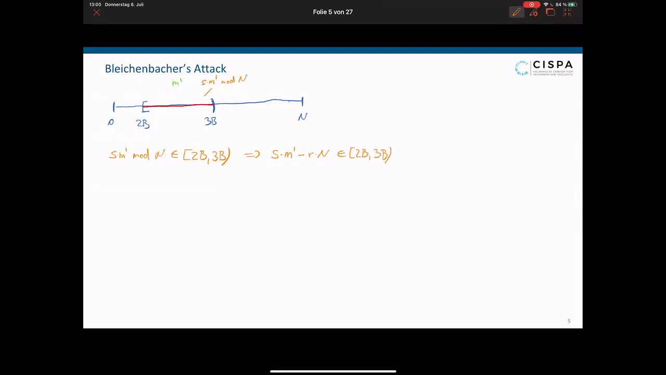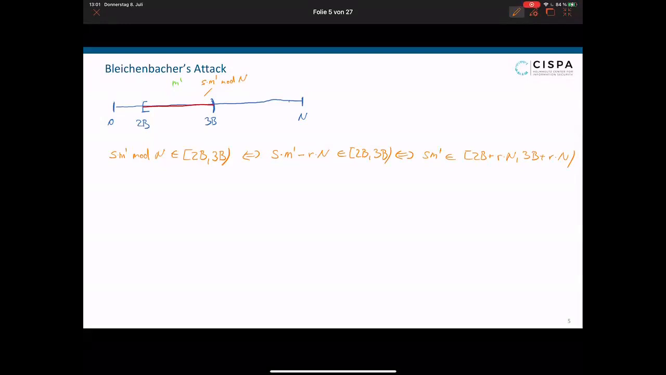And now we can rewrite this. This is actually an equivalence. This just means that S times M prime is in one of these intervals, right? 2B plus r times n, comma 3B plus r times n. Right, I've just rewritten things.